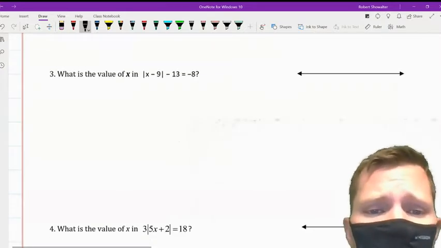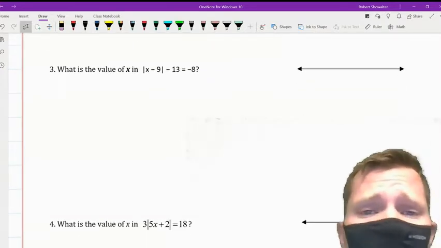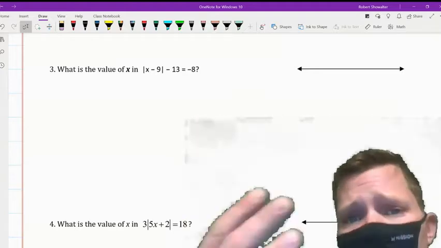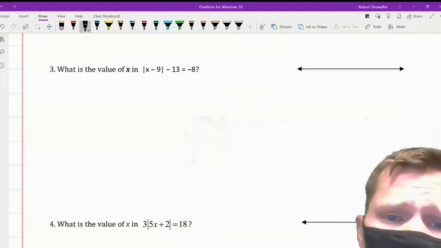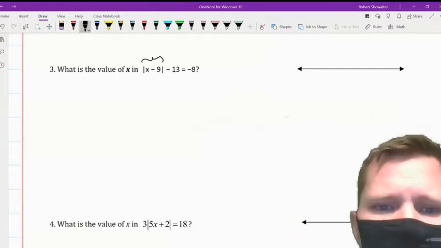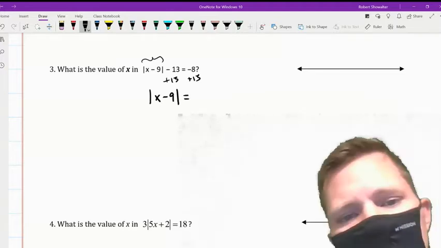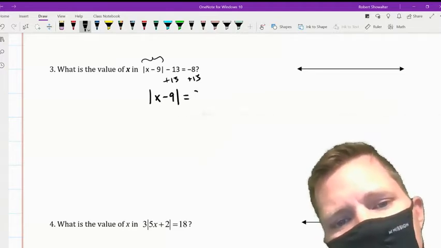Okay, so here we go. When we're solving this problem, here's an equation. We don't have the absolute value by itself, so we can't just straight up split it. But what we can do is isolate the absolute value. Step 1, isolate the absolute value, so we add 13 to both sides. And then we get the absolute value of x minus 9 equals 5.